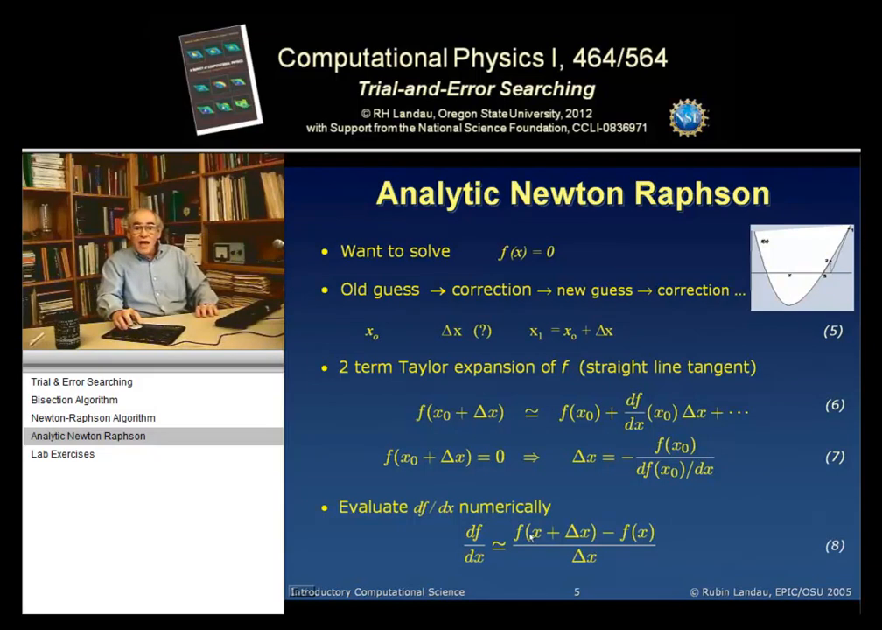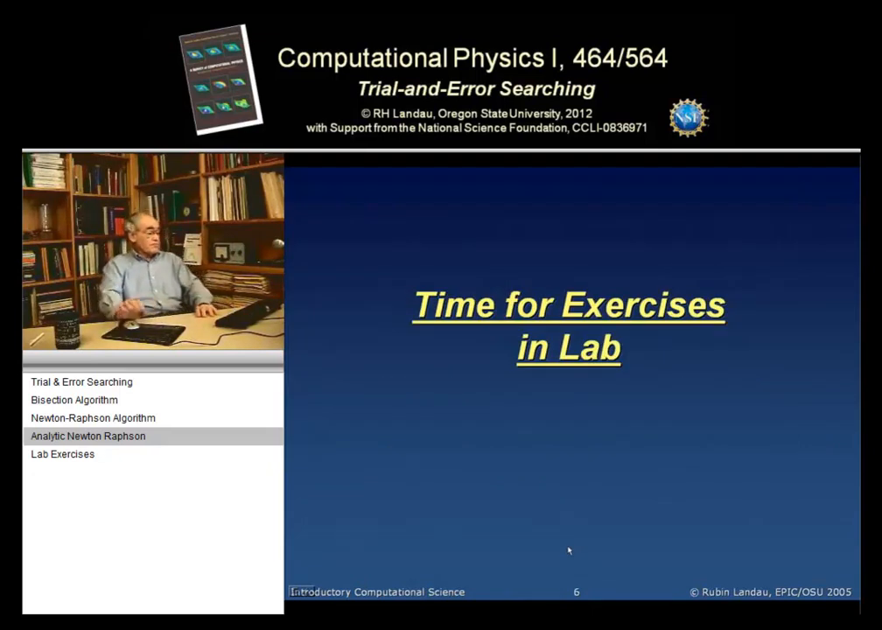Just do it numerically by taking a difference. Evaluate the function at x plus delta x, which is what you have to do anyway, then subtract the value you had before, divide by delta x. That's a good approximation to the derivative, and as you get closer and closer to 0, it gets better and better. So now it's probably a good time for you to try out these two approaches in the lab.